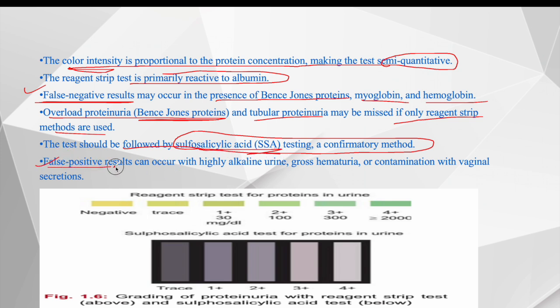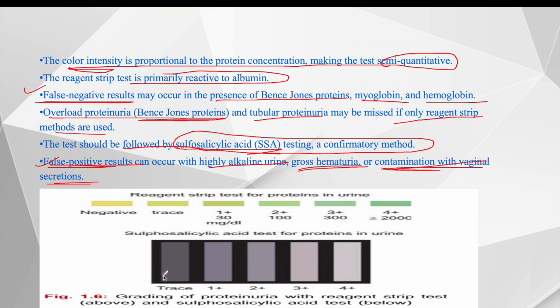And false positive results can be caused by highly alkaline urine, gross hematuria, or contamination with vaginal secretions. So please repeat with me. False positive can occur in highly alkaline urine, gross hematuria, contamination with vaginal secretions.